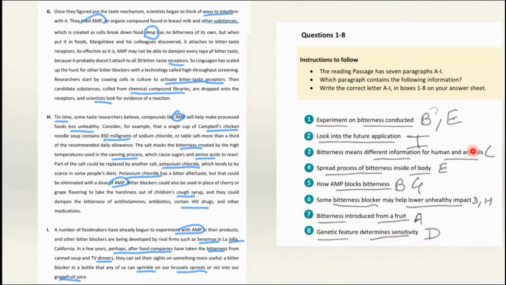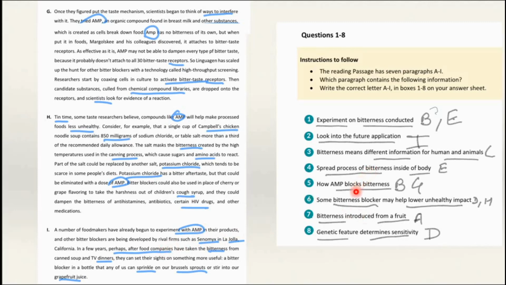Did they talk about humans and animals? No. Did they talk about the spread process of bitterness inside the body? No. How AMP blocks bitterness? We have the keyword AMP here, but they are not explaining how AMP blocks bitterness. So this one will not be our answer.